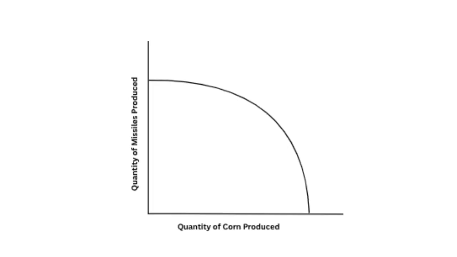Now here's a good example. On the y-axis, we have the quantity of missiles produced, and on the x-axis, we have the quantity of corn produced. These are two goods whose resources are not interchangeable. To make corn, you need fertilizer, soil, and farming stuff like that. But to make missiles, you need metal, engines, fuel, anything like that. So the resources cannot be swapped.